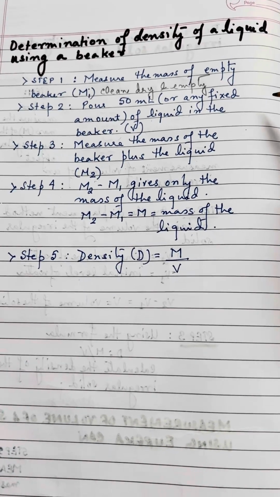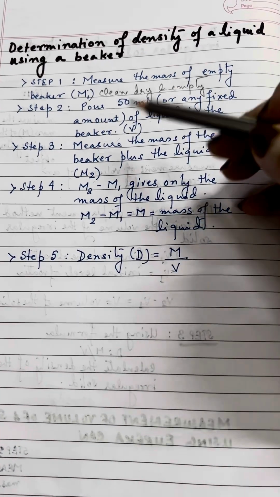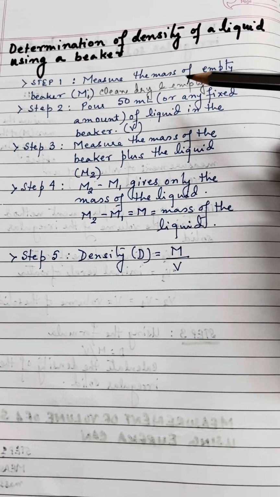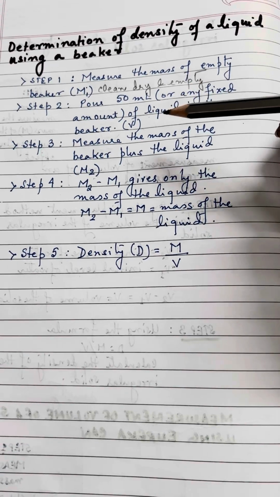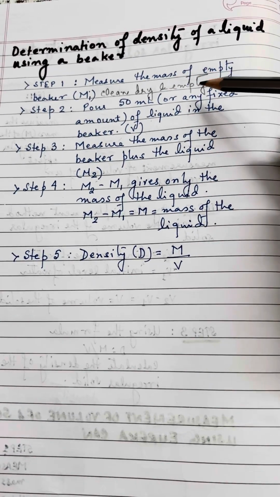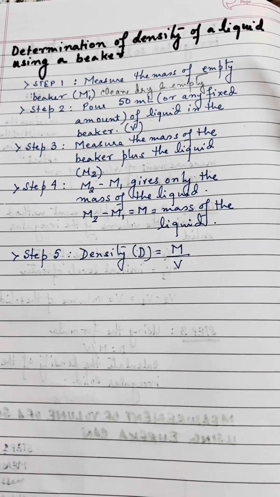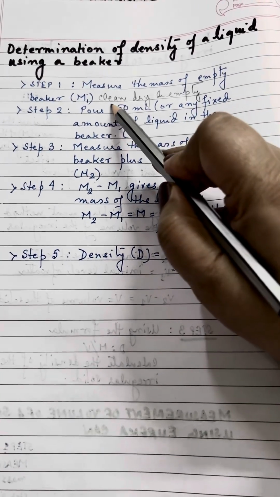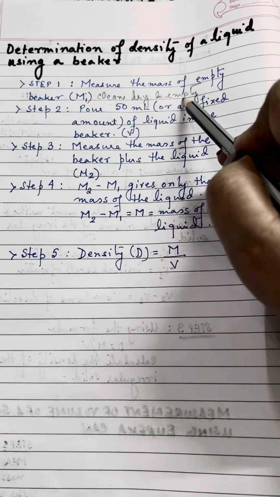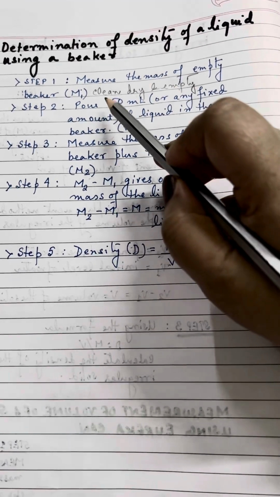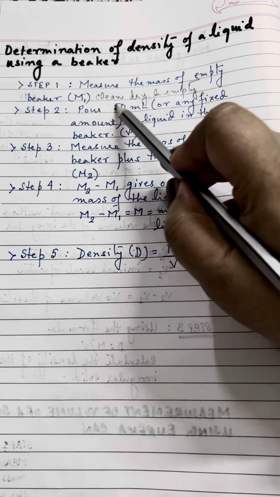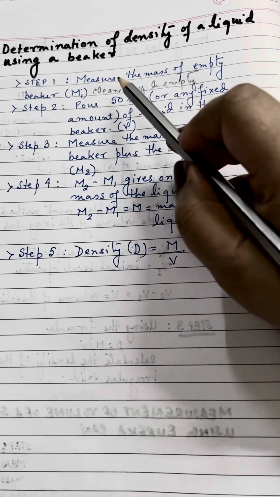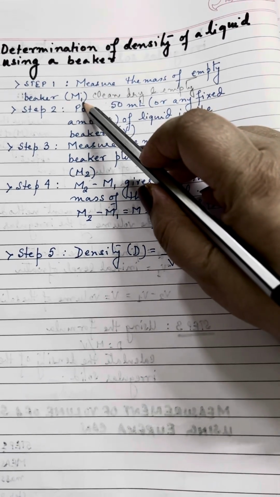Next, dear children, we are going to study the determination of the density of a liquid using a beaker. Now, what will be step 1? Our step 1 will be to measure the mass of the empty beaker. So, remember that the empty beaker needs to be clean, dry and empty. It has to be perfectly clean, no dirt on it, dry also and empty. Then we measure the mass and let it be M1.